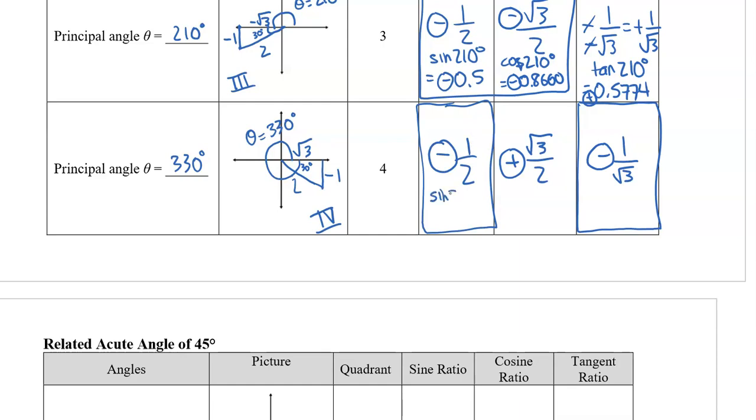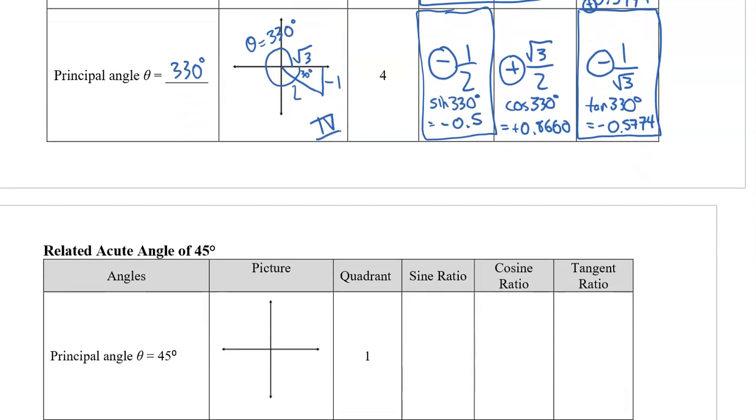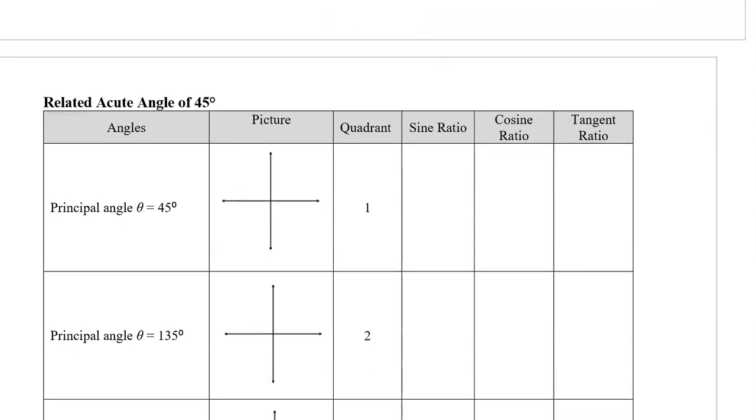So I could have done that for this previous one, sine of 330. That gave me negative 0.5 on my calculator, and do that to prove that to yourself. Cosine of 330 gave you positive 0.8660, and tan of 330 gave you negative 0.5774. So that's what you should have gotten in your calculator. Let me draw the second one for each of these so we can see how this works.